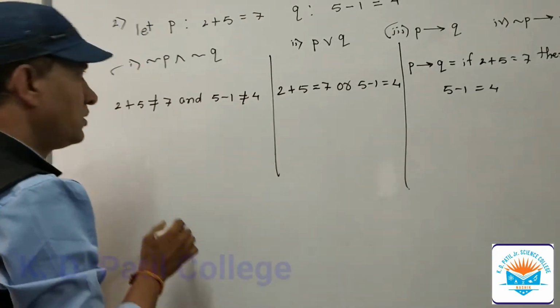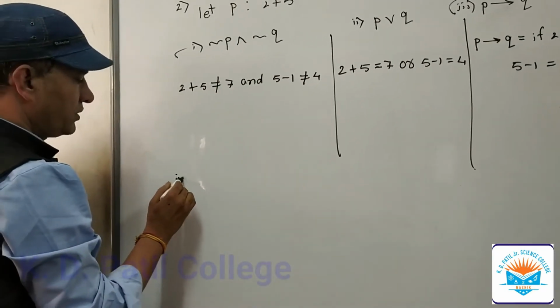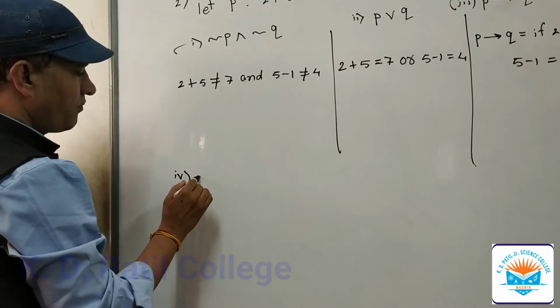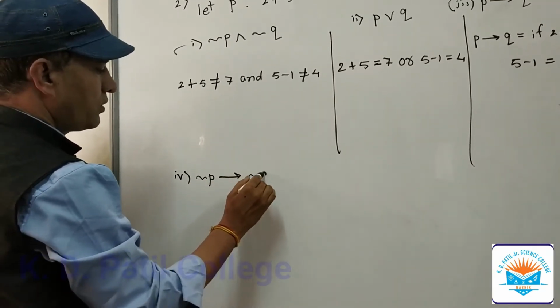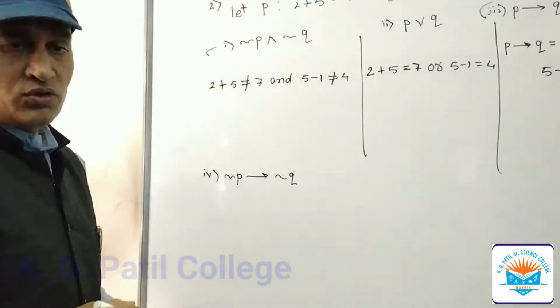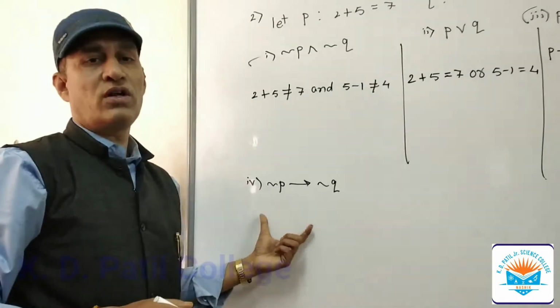Now what about the fourth? Writing down. Fourth one: negation P conditional negation Q. Now look at the conditional here, but on both sides they are putting the symbol of negation.